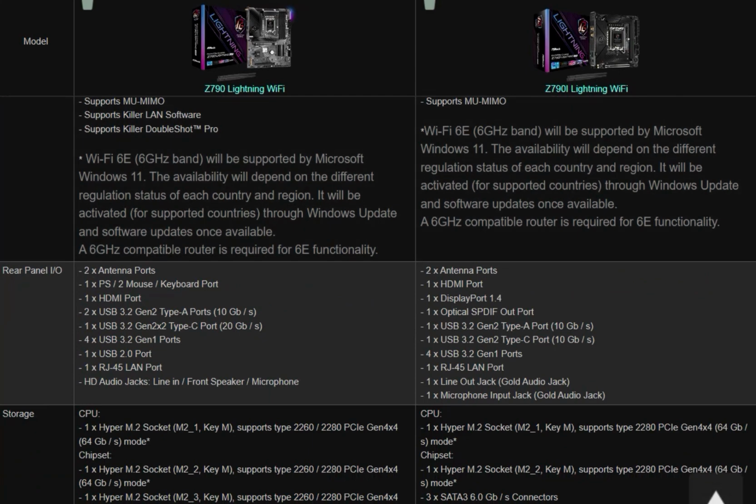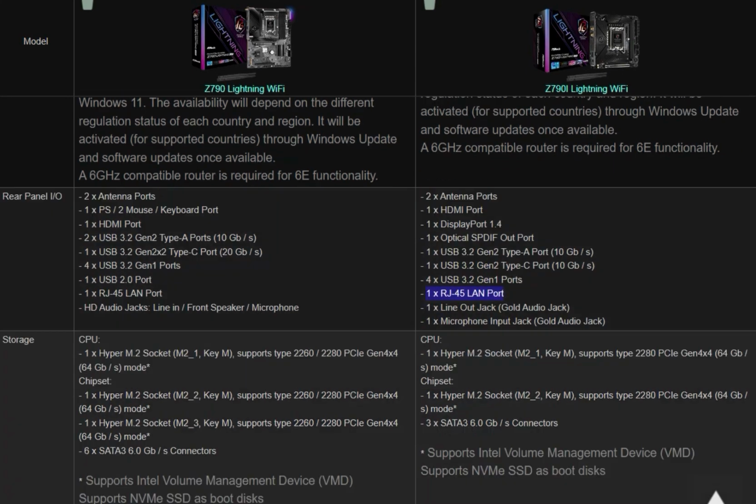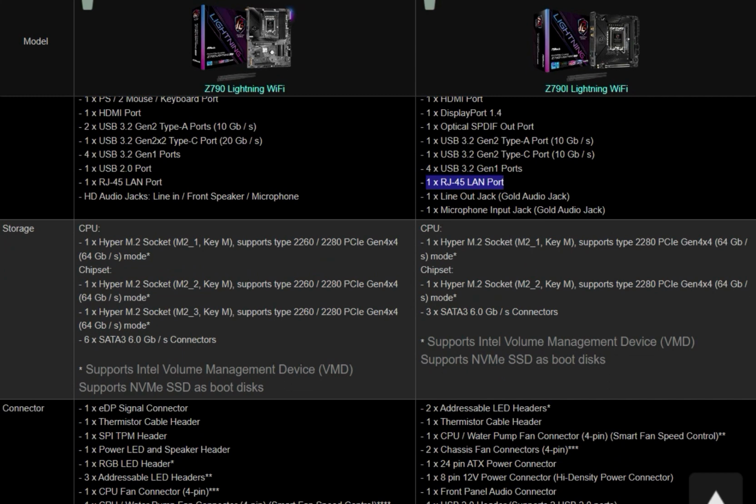Rear panel means the back panel side. 2x antenna ports. This is the PS/2 mouse, PS/2 mouse keyboard port. This port is not there. It's an old type port. One HDMI port, same. 2 ports, 3.2 generation 2 type ports. USB 2. So one LAN port and one LAN port. That is the basics.